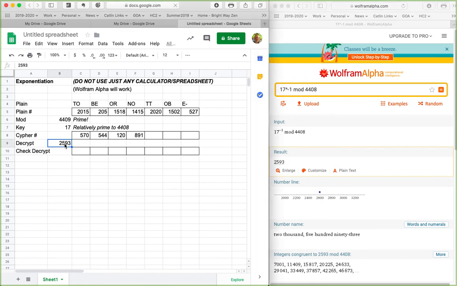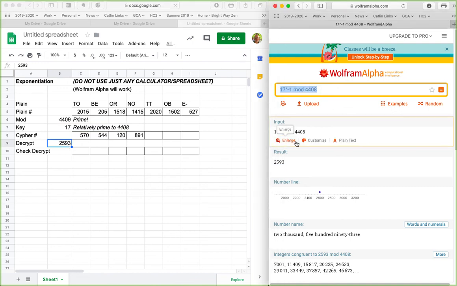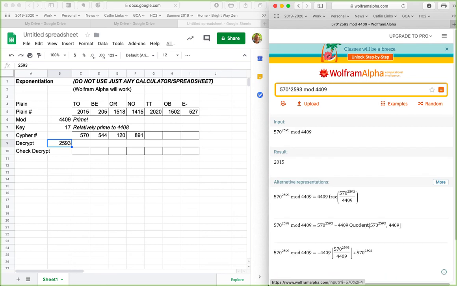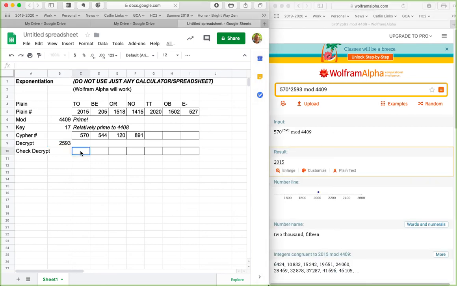Okay, so how do we use this to check to make sure that our 570 was the right number and we get 2015 back again? Basically what we do is we now take the 570, raise it to the 2593 in mod 4409. So we have to be a little careful because we're bouncing back and forth between the 4408 and the 4409, but really the 4408 is just there to get us the 2593. Okay, so watch what happens. If I do 570 to the 2593, and I do that in mod 4409, I get 2015 back again, which is what I expected.